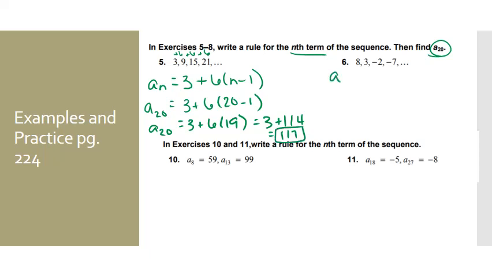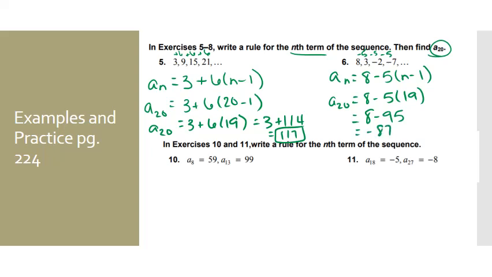What happens over here in number 6 when I write my rule is my difference is actually going to be a negative number. So it would be negative 5. So I'm going to use 8 minus 5 times n minus 1. So when I solve a sub 20, that would be minus 95. Oops. And 8 minus 95 is negative 87. Okay, and that would be the 20th term of that sequence.